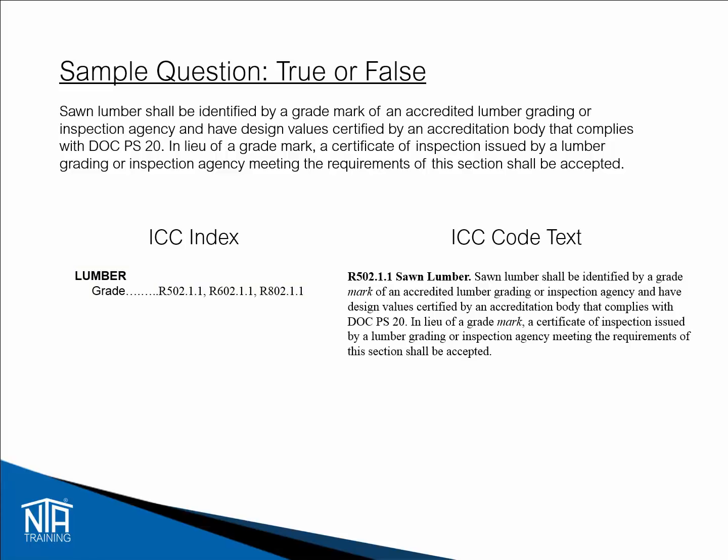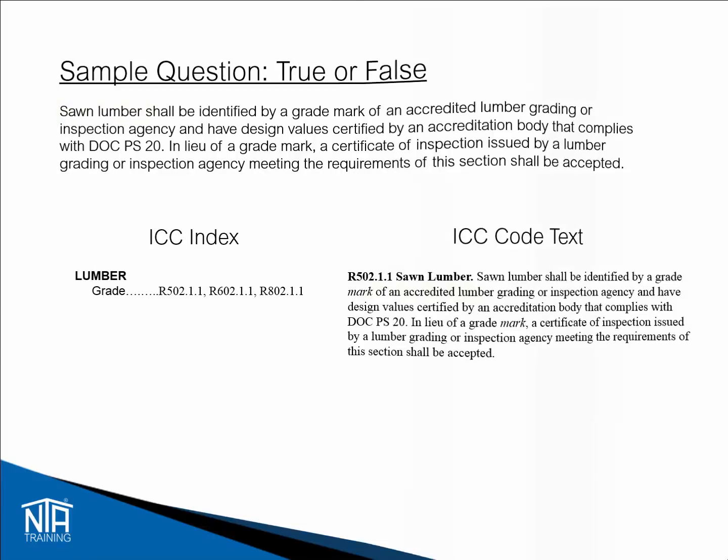R502.1.1. Section R502.1.1 of the code is labeled sawn lumber. Since the question specifically mentions sawn lumber, you know this is the correct section. Once you read this section, you should determine that the answer is true.